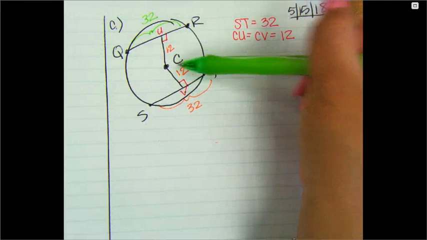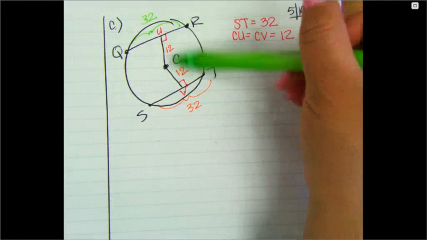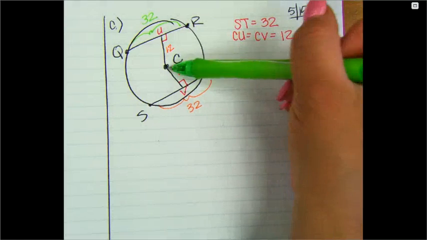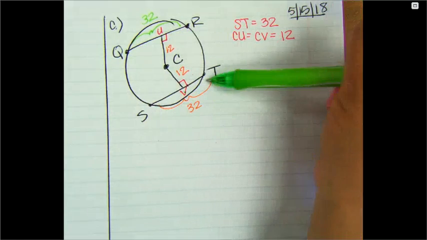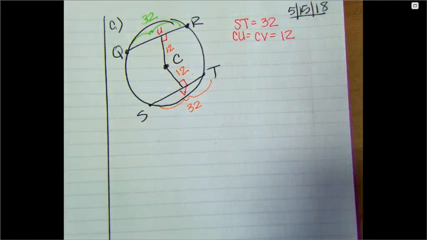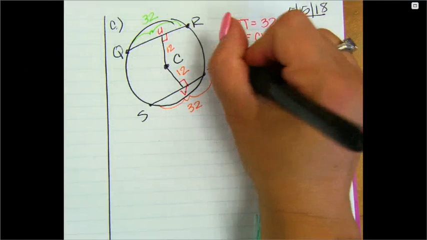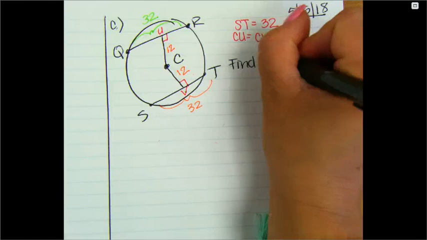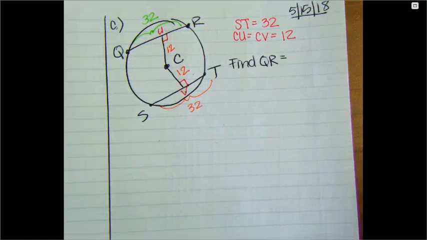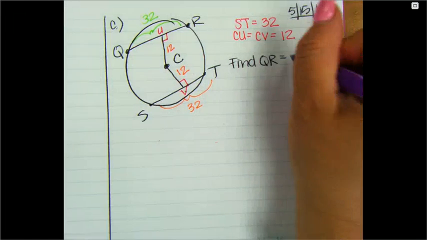They're both 12. So they're both 12, that means they're equally as far, yes? So if they're equally as far, then I know that this is going to be the same as this. True? Okay, so what's the questions? Find QR. Oh wait, did you find it? How much was it? 32, wonderful.